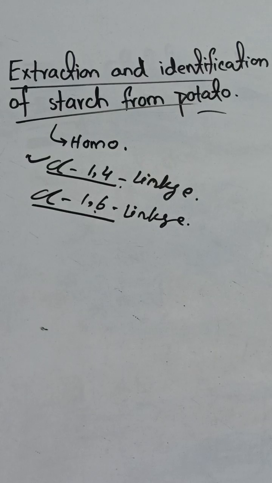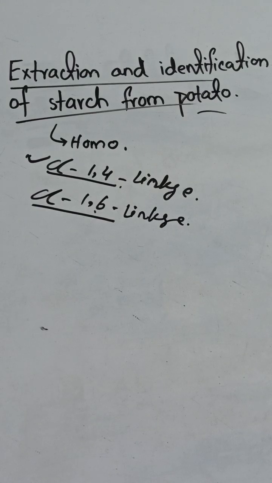Before starting the experiment, we will see the apparatus that we use. Of course we need a potato, we need a knife to cut it, and we need different lab apparatus. I will just call out the names of them. We need a Bunsen burner, vacuum pump, pestle and mortar for grinding, weighing balance, filter paper, watch glass, test tube, and iodine solution. So iodine is just like a reagent for it.